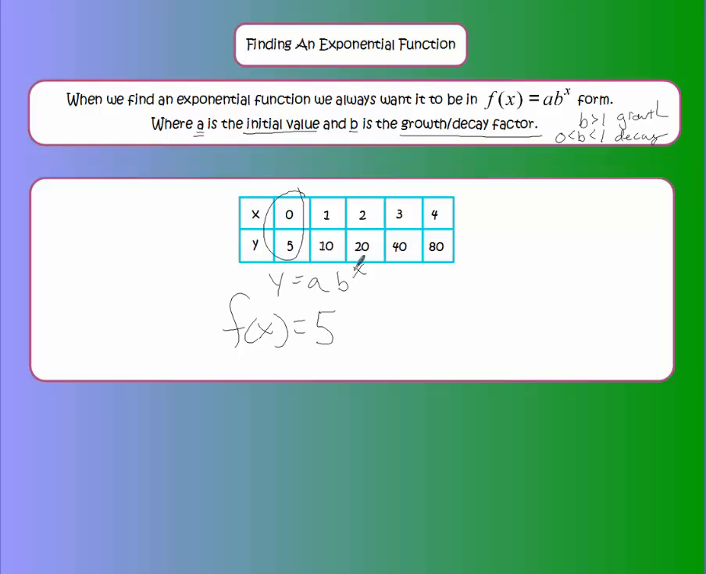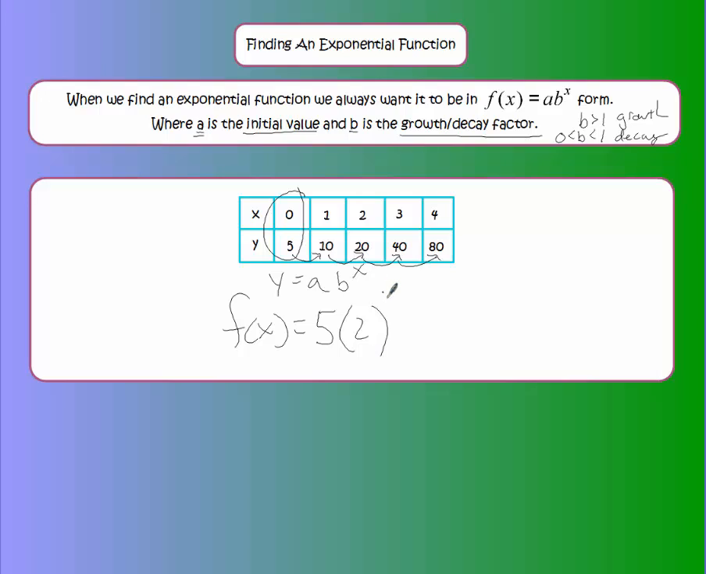So the question is now, how am I growing? Or am I not? Is this growing or decaying? And it looks like it's growing. So from 5 I go to 10. Well, I could add 5 or I could multiply by 2. From 10 to 20, well, I can't add 5 that time, but I could multiply it by 2 again. From 20 to 40, that looks like multiply by 2. From 40 to 80, that's multiply by 2. So it looks like the growth factor here is going to be 2. That's how it's growing. It's doubling, right? So times 2 every time.